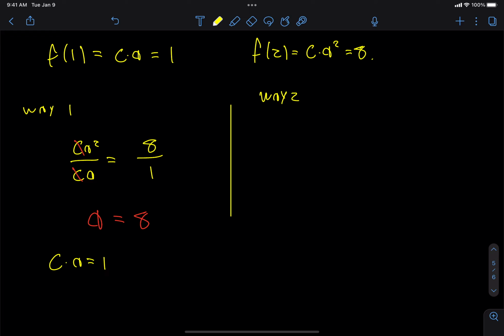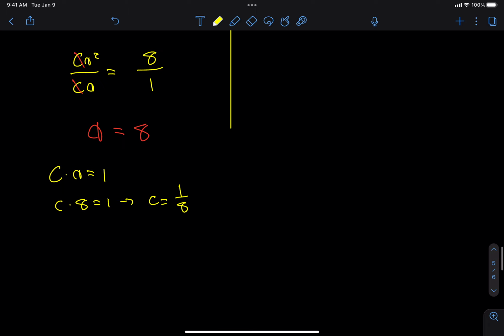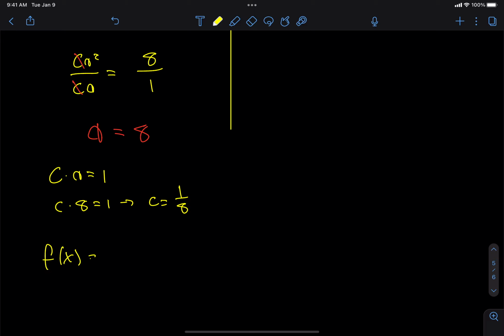We know that c times a is 1. And we know that a is 8, so c times 8 is 1. So therefore, c is equal to what? 1/8. So therefore, f of x equals 1/8 times 8 to the x.